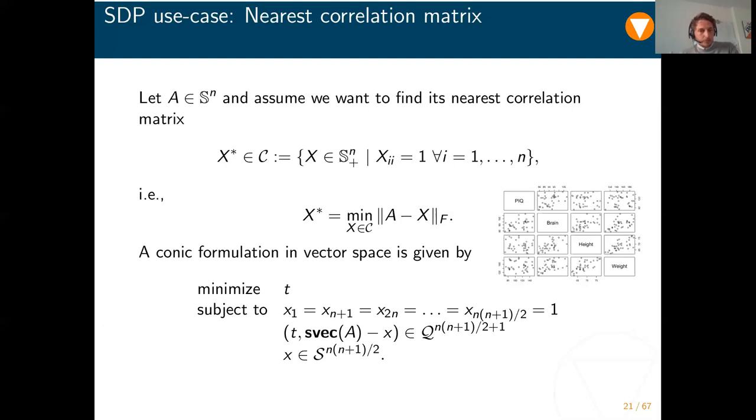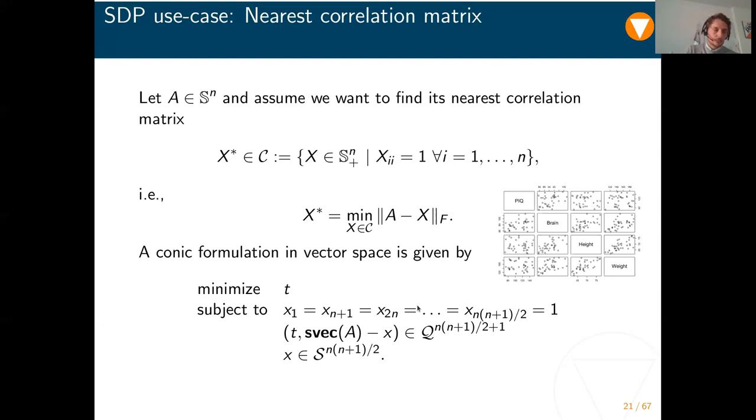And now a conic formulation in vector space of this problem is given here. So again, you have this trick that you have the additional variable t, which is greater than this quantity that you actually want to minimize. And if you formulate this in vector space, then the Frobenius norm becomes a Euclidean norm, and that's how we get to a quadratic cone constraint here. Then we have another conic constraint, which is what we need, namely that the matrix variable X, or the vector variable small x, is positive semi-definite. And then imposing that the diagonal is one, you just have to figure out the right entries in your vector that correspond to the diagonal of the matrix. But you impose them to be all one, which is just a bunch of linear equations.